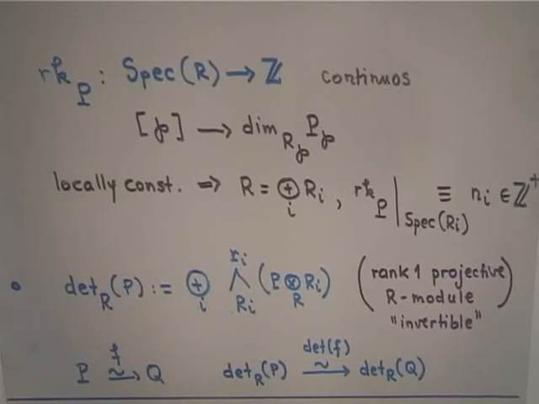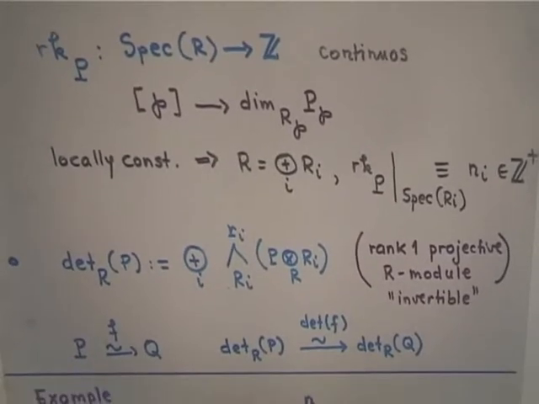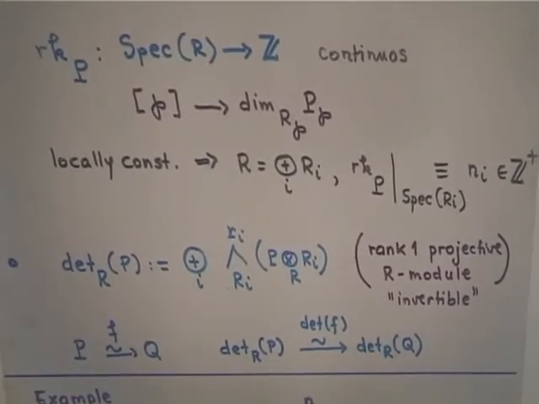And what is this rank function? Well, it associates to every prime ideal in the spectrum the dimension of the localization of the projective module at that ideal over the localization of the ring. As you know, projective modules over local rings are free. And since this is finitely generated, it's going to be free of finite rank.